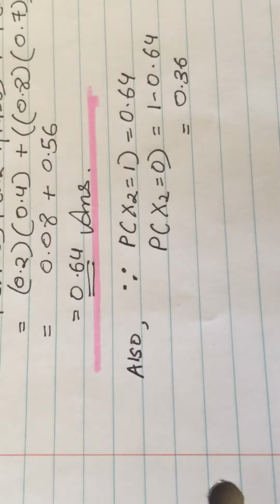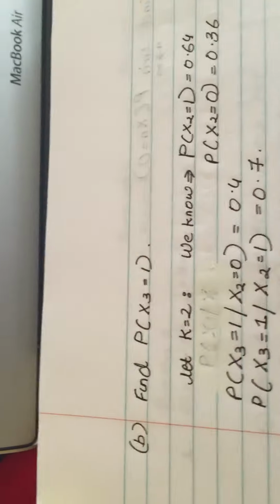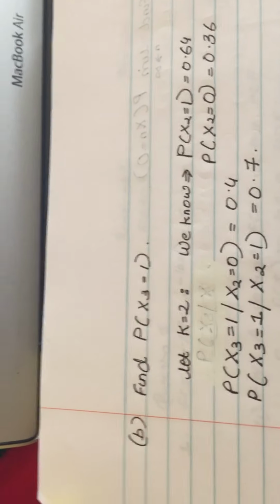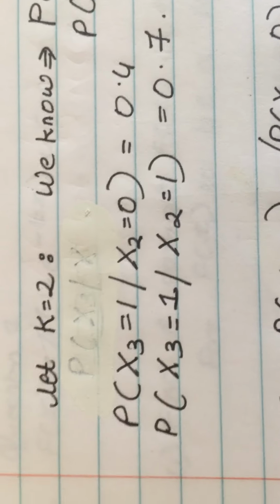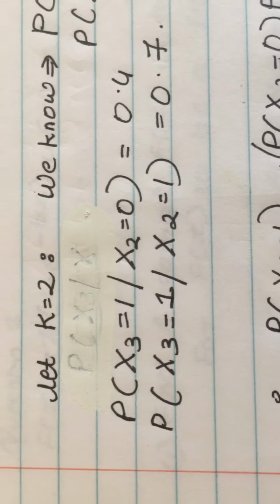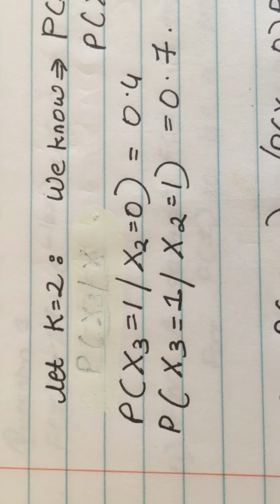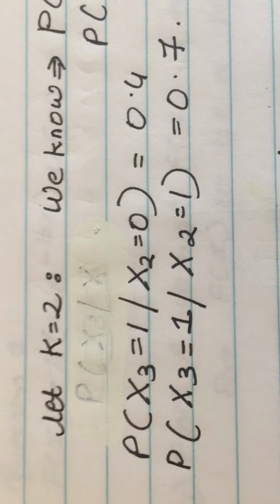This we need for our next question, the B part. The B part is find probability x3 is equal to 1. So again, consider k is equal to 2 and put this value of k in the question. Once you put this value of k in the question, you will get these two equations which read, given that x2 input is equal to 0, the output x3 is equal to 1 is 0.4. Given that x2 input is equal to 1, the output x3 is equal to 1 is 0.7.